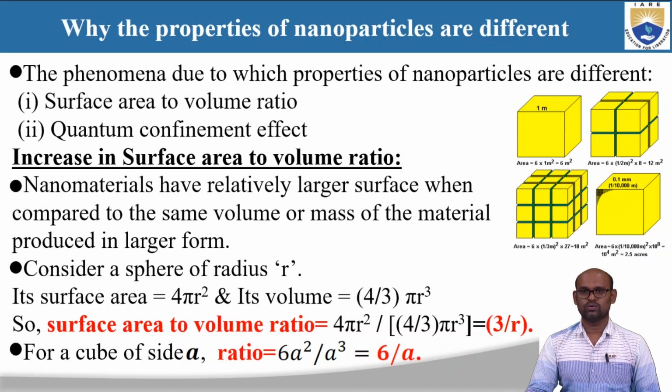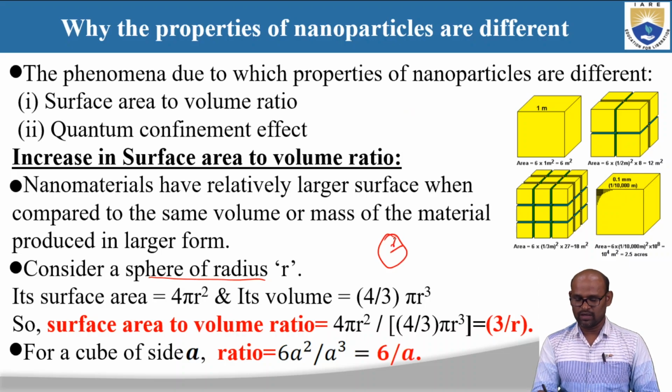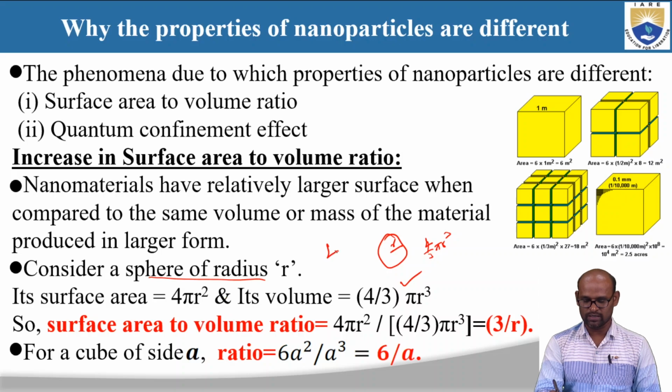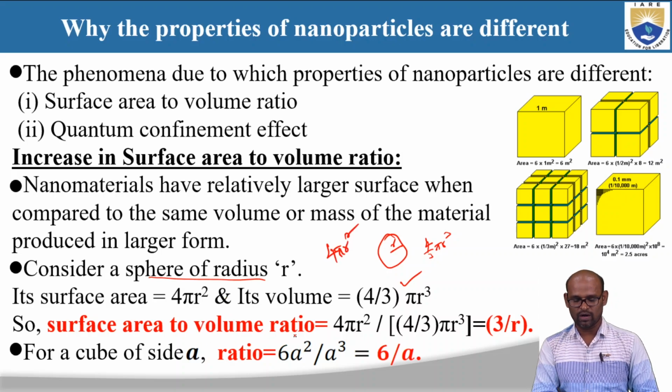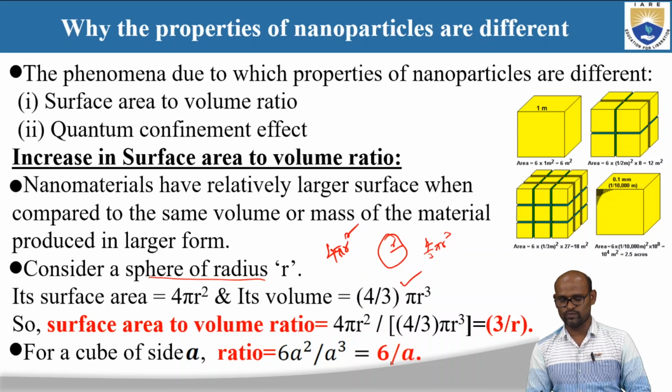So how to look into this with an example, I am going to consider a sphere of radius r. The volume of the sphere is 4/3 pi r cube, and the surface area is 4 pi r square. So surface to volume ratio is 4 pi r square divided by 4/3 pi r cube, which is 3 by r. And for a cube, the surface area is 6a square and the volume is a cube. So surface area to volume ratio is 6a square by a cube, which is 6 by a.